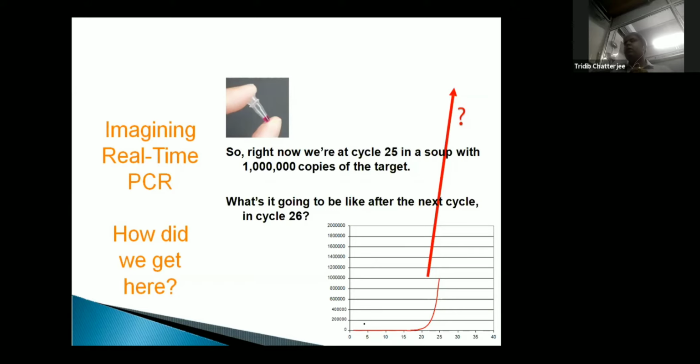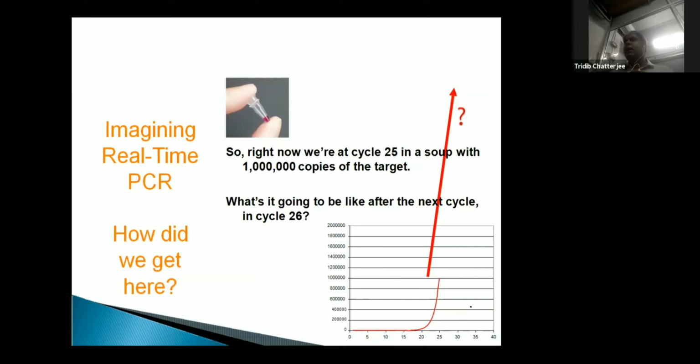Suppose from 1 copy in the first cycle, in the second cycle there will be 2 copies. From 2 copies, in the third cycle it will be 4 copies. From 4 copies, there will be 8 copies, 8 to 16. So if we see, the increment is 2, 4, 8, 16, this line.